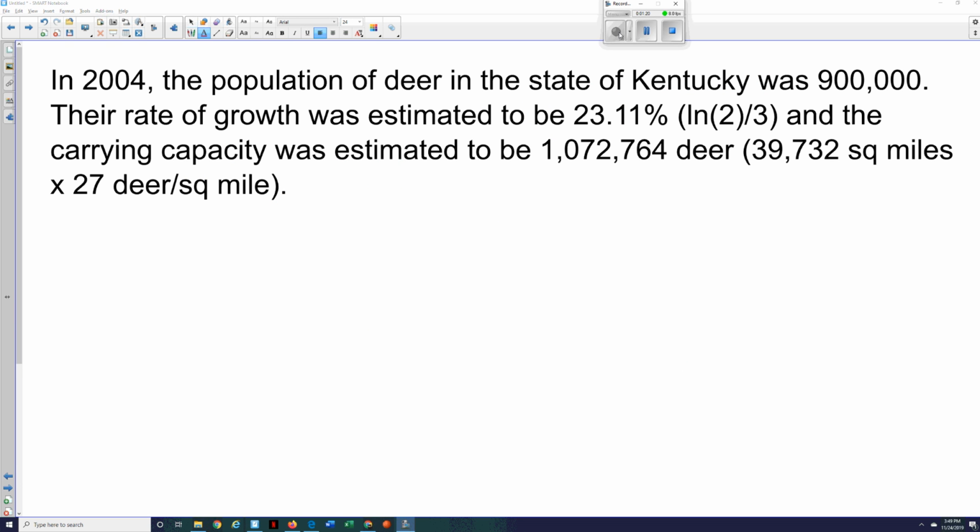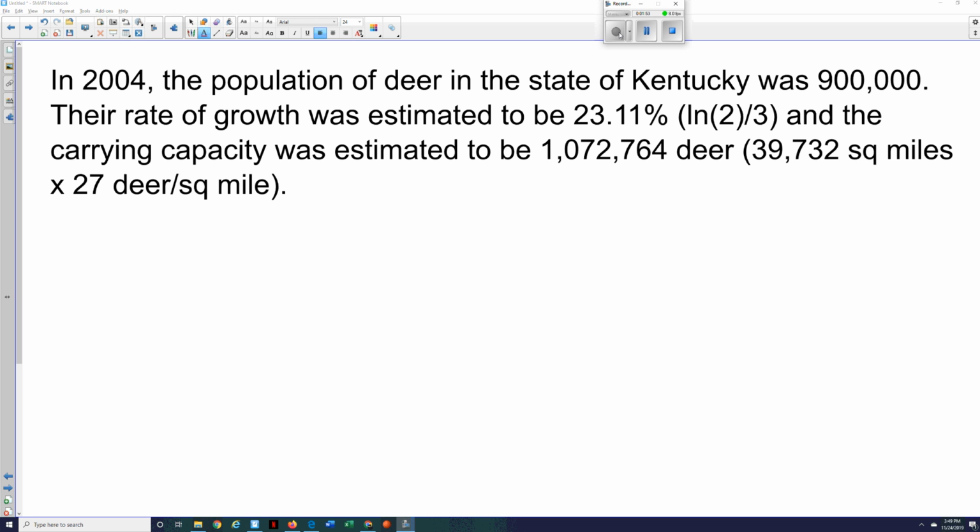Let's look at an example with a population of deer. We have a population of deer of about 900,000 in the state of Kentucky. The rate of growth was estimated to be 23.11%, which somehow they calculated to be the natural log of 2 divided by 3. And the carrying capacity, so the maximum number of deer they felt like they could feasibly manage and feed in the state of Kentucky, was 1,072,764 deer.